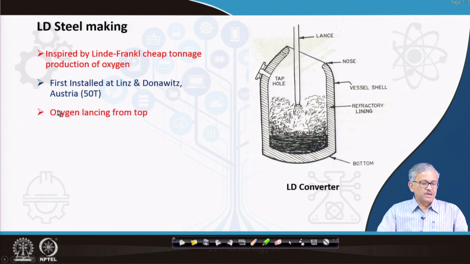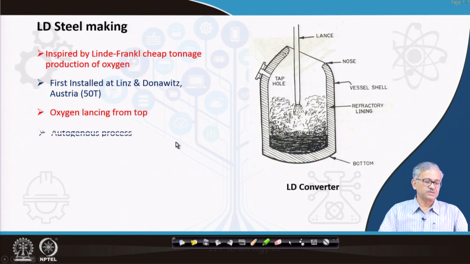Okay. And oxygen lancing from the top, as you can see. And as I said, this helps in forming the gas-metal-slag emulsion, where the slag-metal interfacial area increases tremendously, and that makes the process very fast. And this is an autogenous process. You can see it is autogenous because you don't have to supply any heat externally, because the heat generated by impurity oxidation can self-sustain this process. Not only self-sustaining, basically you have to give, anyway, I'll come into that.